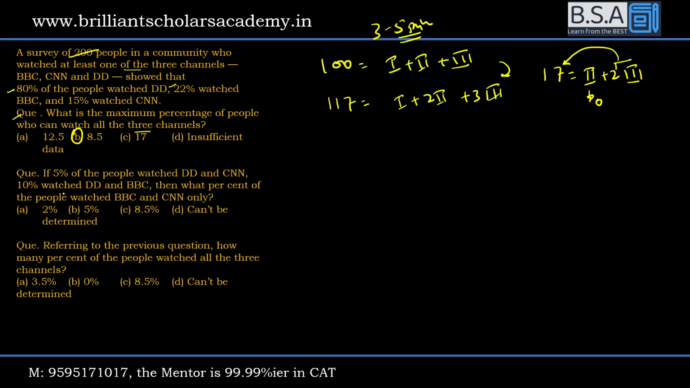If 5% of people watch DD and CNN, it does not say only. Please notice, it does not say only. 10% of people watch DD and BBC. Then what percent of people watch BBC and CNN only? Now I have to go within those circles because a specific portion has been asked.